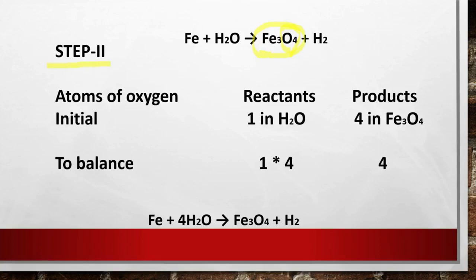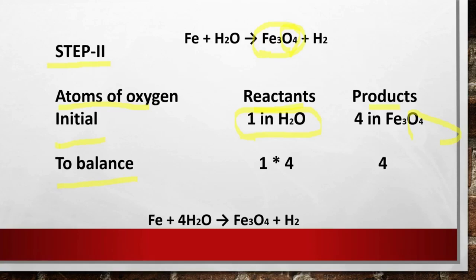So on the left hand side, I have written atoms of oxygen, and towards the right again you will make 2 columns, reactants and products. Now below atoms of oxygen write initial, which means initial number of oxygen atoms, and below that you have to write to balance how many are required. So initially on reactant side we can see there is only 1 oxygen atom present. And on the right hand side there are 4 oxygen atoms. That is why I have written 4 in Fe3O4.